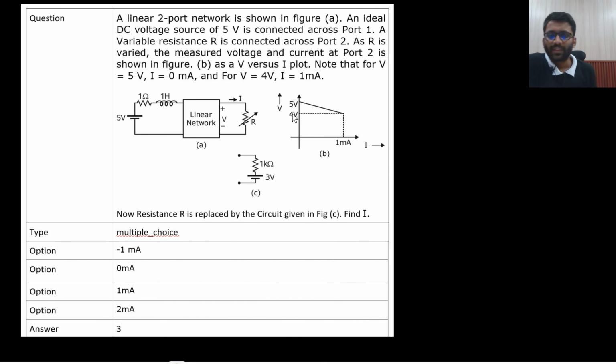So this is the first question. V versus I characteristics is given for a variable resistor. These values are written. Now this variable resistor is replaced by this particular circuit. Then what will be the current I? This is what we need to find.